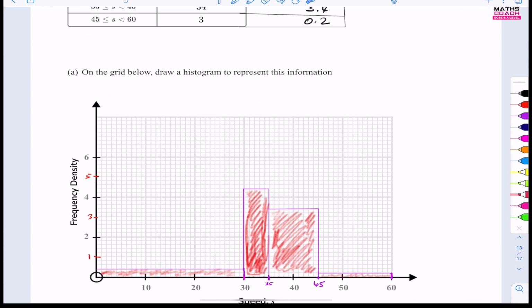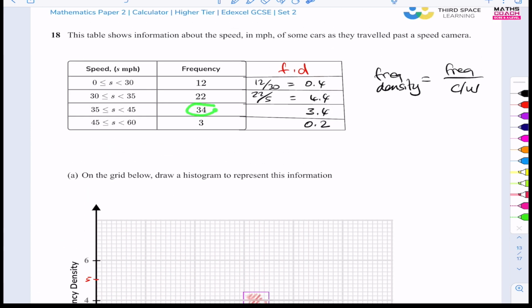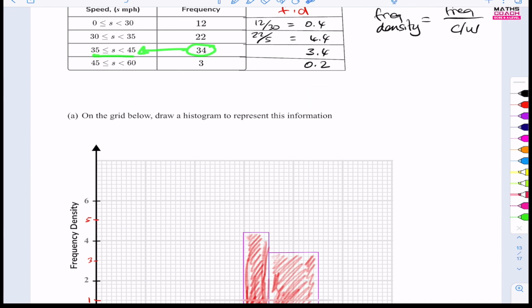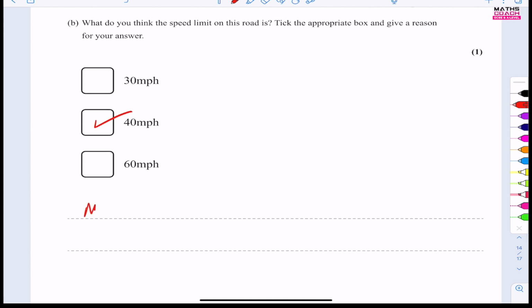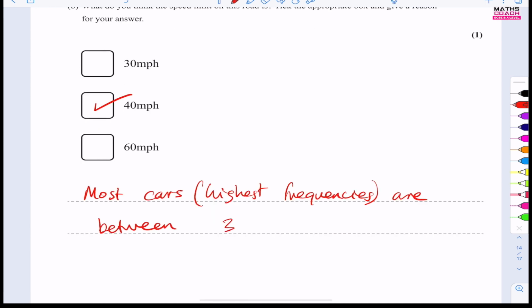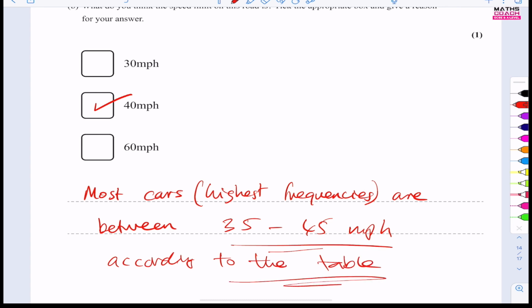So go back to the graph or the table again. This one has the highest frequency. Okay, so it has to be between 35 and 45. So therefore, the only option that's here between 35 and 45 is 40 miles per hour. So there you go. And the reason, I've explained it to you, but you could say something like most cars are between 35 and 45 miles per hour, as according to the table.